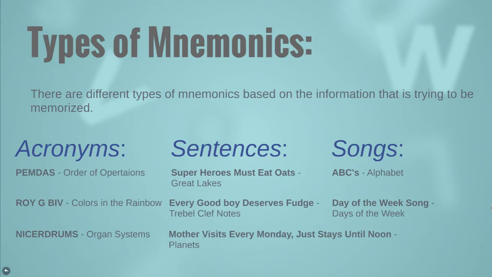There are also different types of mnemonics based on the information that you're trying to memorize. There are acronyms such as Roy G. Biv, sentences which include superheroes must eat oats, and even songs which include the alphabet.